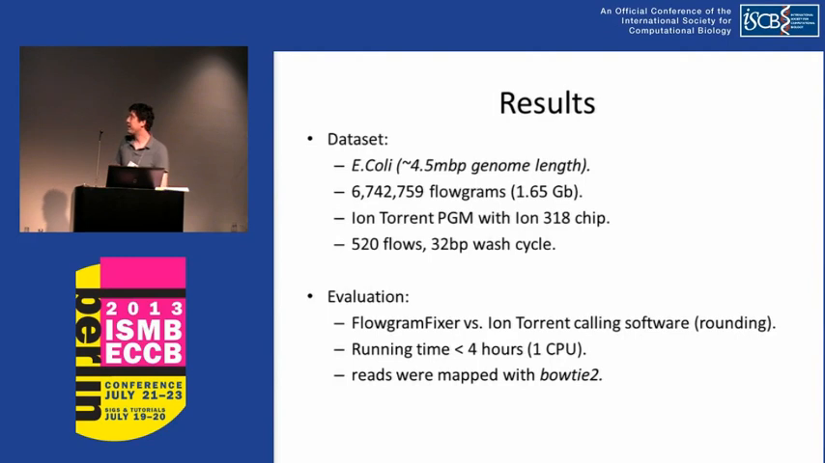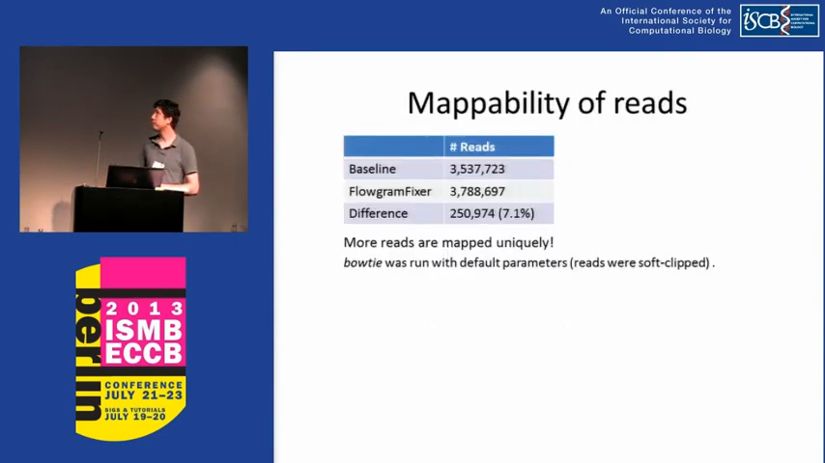And so we ran our code, Flowgram Fixer, which is, by the way, freely available, open source on our webpage, and the IonTorrent calling software. It took under 4 hours. And then we mapped the reads back to the E. coli genome with bowtie. Okay, and these are the results.